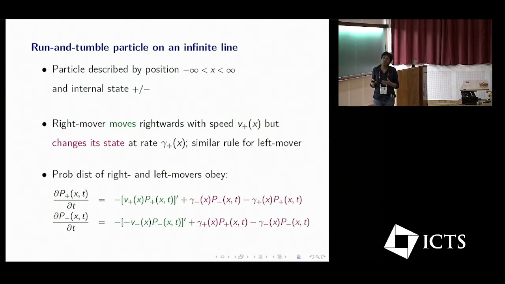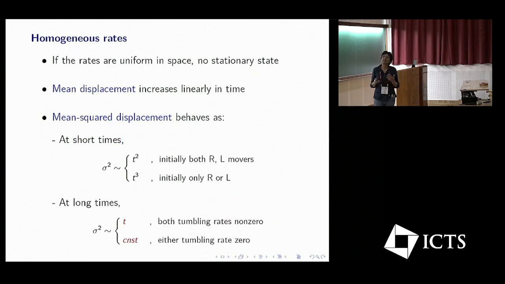Okay, but before we come to the space dependence, let's consider the simplest thing, which has been studied a lot, which is that all the rates are homogeneous in space. As is well known, if that is the case, then there's no stationary state, and the mean displacement increases linearly in time. The variance, or the mean square displacement, has a slightly more complicated behavior, in the sense that at short times, if initially I have both right and left movers, then sigma square increases as t square. But if you have only left movers or right movers, then it's t cubed.